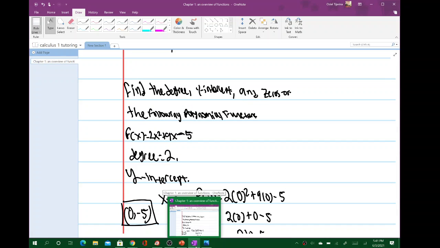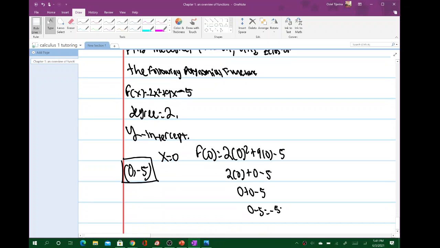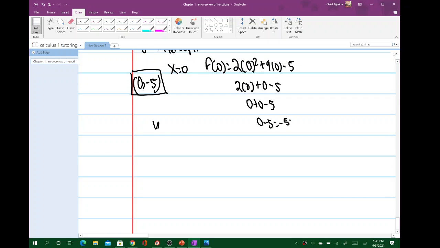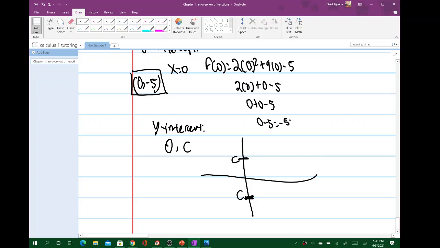But you would have to know if the professor or the teacher wants you to write it in coordinate form, it would be 0, -5. Anytime we have a y-intercept, it's always 0, c. That is if we have a graph, c is anywhere over here. And over here too, if we have a b or -b, the x-intercept would be b, 0.